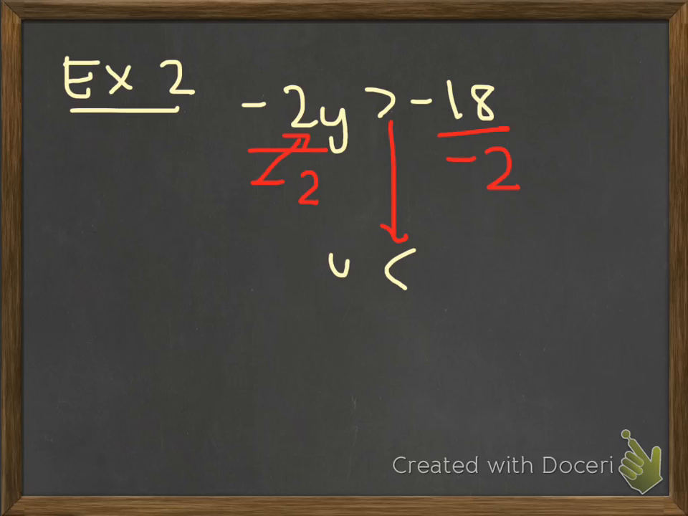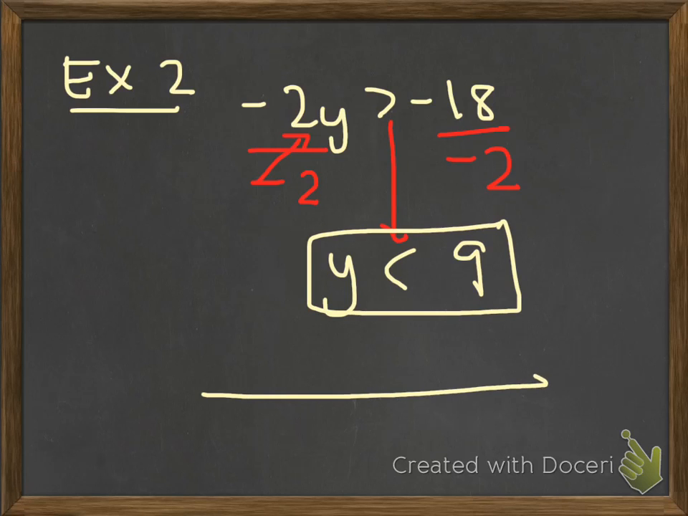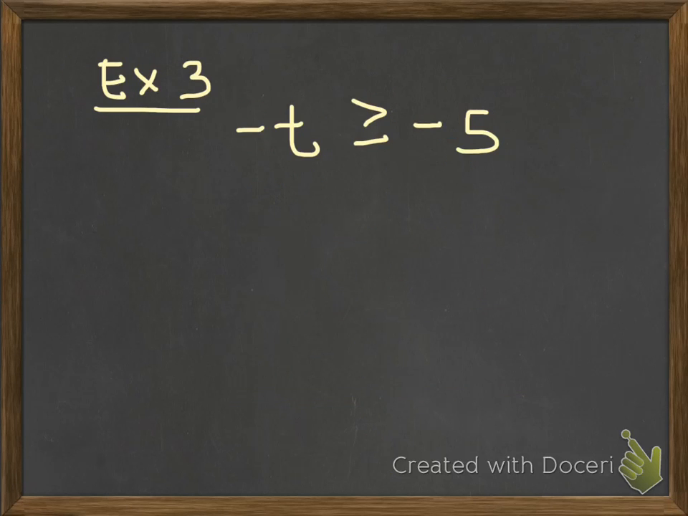and you get y is less than negative 18 divided by negative 2 is positive 9. And then we graph that. Open circle going to the left because those are all the numbers less than 9. Okay, example 3, negative t is greater than or equal to negative 5.